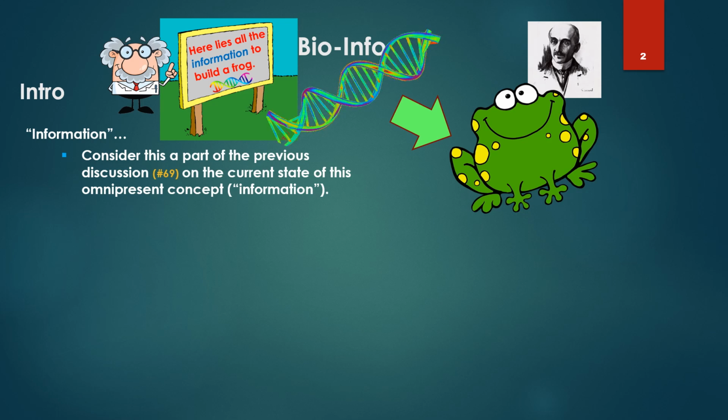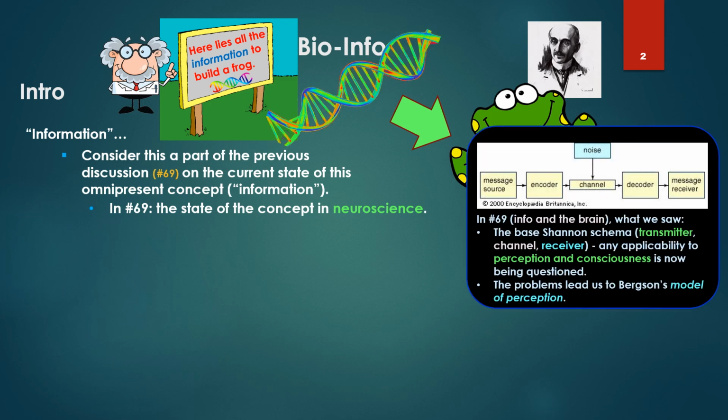information everywhere. In 69, we got to study the concept of neuroscience, or information in the brain. And what we saw, the base Shannon schema, transmitter, channel, receiver, any applicability to perception and consciousness is now being questioned. And the problems in analysis lead us to Bergson's model of perception. We're taken there. This time, we'll view the state of information in biology.